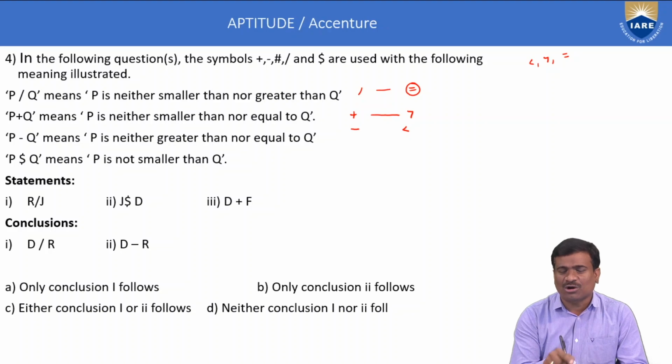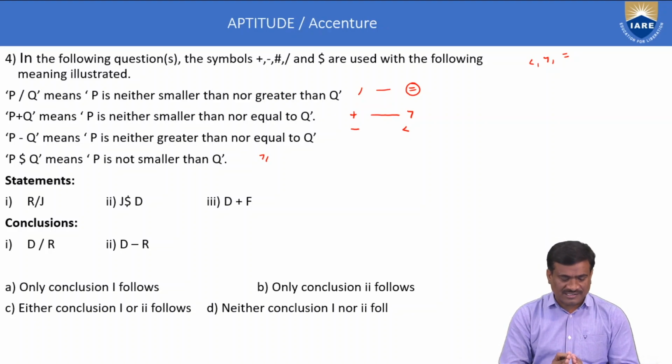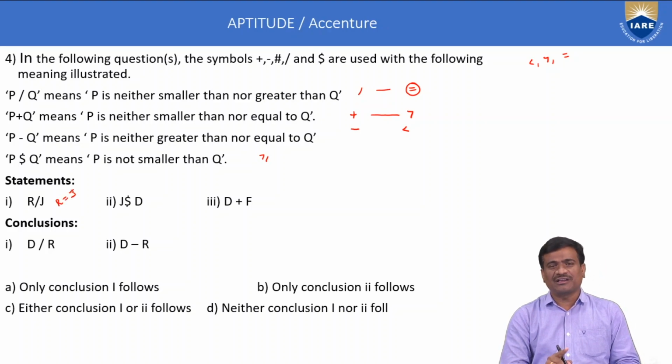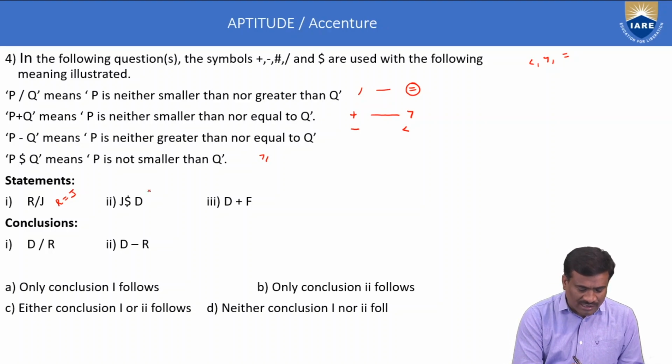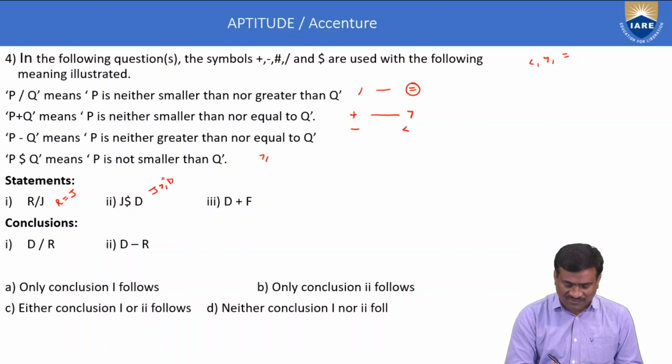Dollar indicates not smaller than. Remaining two operators are possible: greater than is possible, equal to is possible, right? Two possibilities mean greater than or equal to. This is about the given statements' operators. Next, apply the statements. Statement number 1, R by J. By indicates R is equal to J. Second statement, J dollar D. Dollar indicates greater than or equal to, so J is greater than or equal to D. Third statement, D plus F, plus indicates greater than.